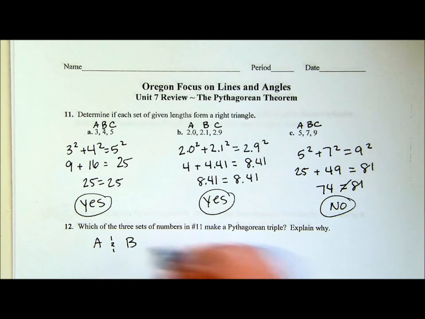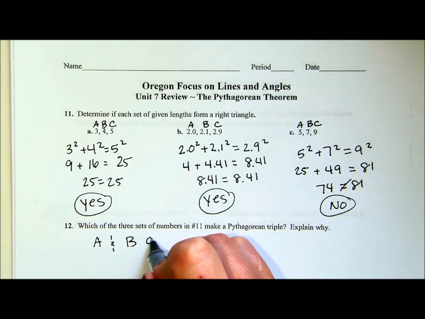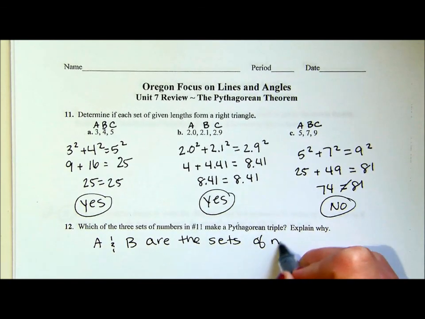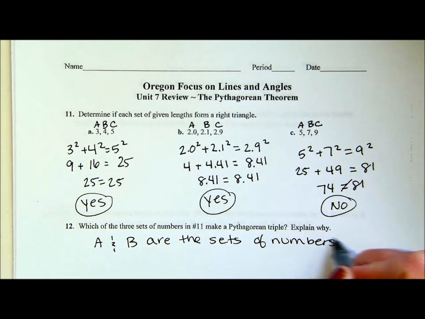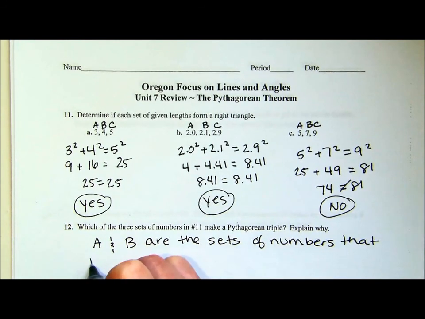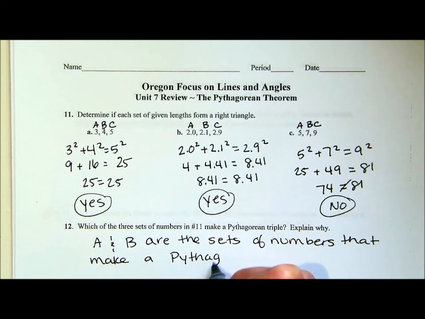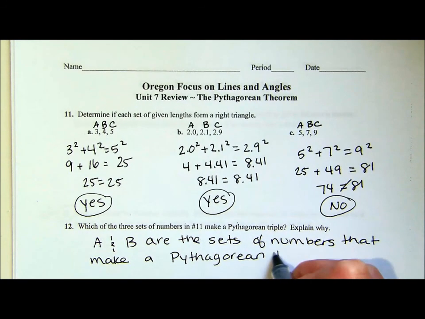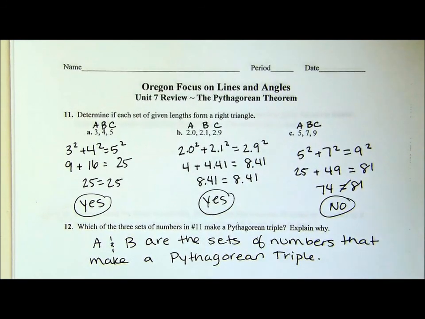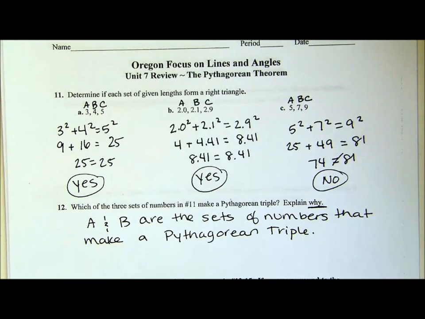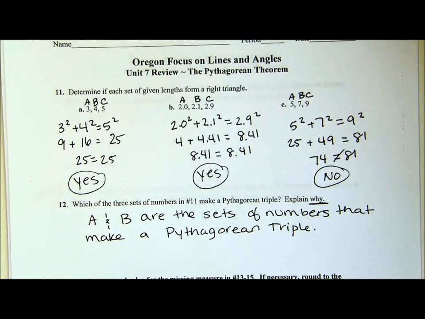So A and B are the sets of numbers that make a Pythagorean triple. Next, I want you to explain the why. So we've identified what three sets. Now you tell me the why.